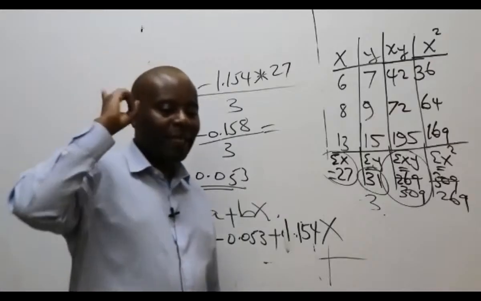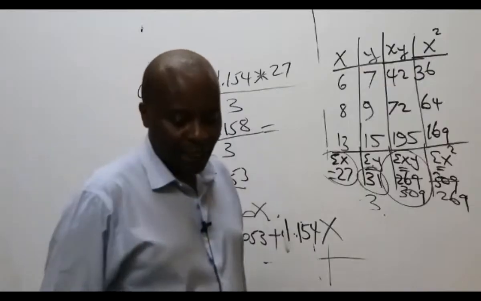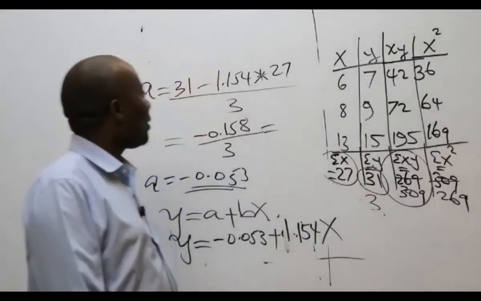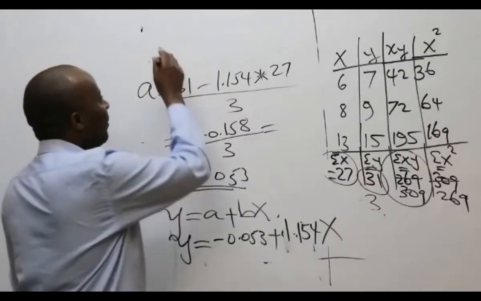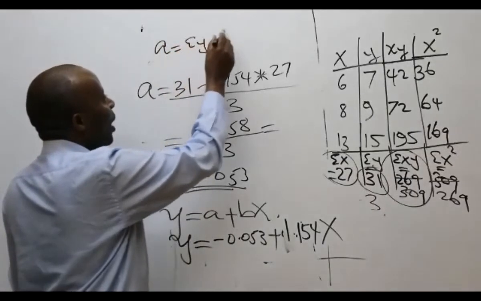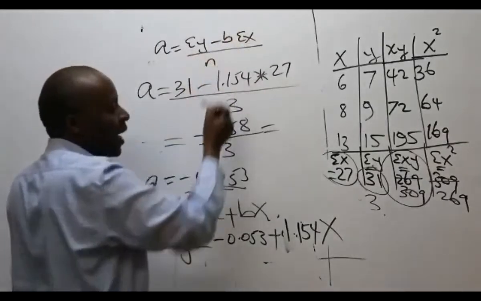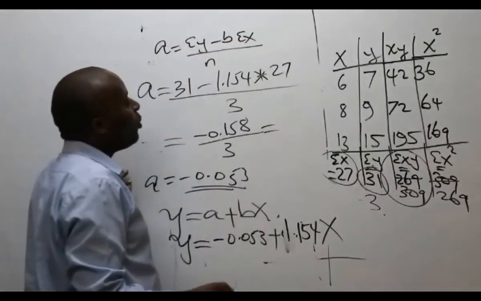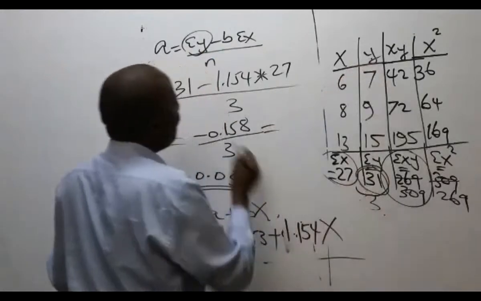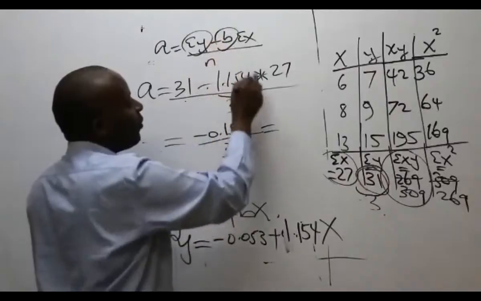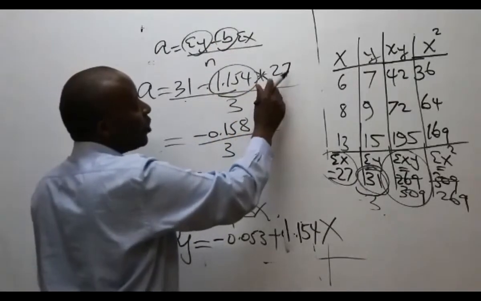Fatma is honest. Fatma amesema she's getting a different value of A. Fatma angalia, angalia. Tumesema A namna gani? Ni summation of y minus B, summation of x over n. Ukipata figure tofauti, mimi najua summation of y hapa ni gani jameni? Ni 31 minus B itself, which is this one, times summations of x.